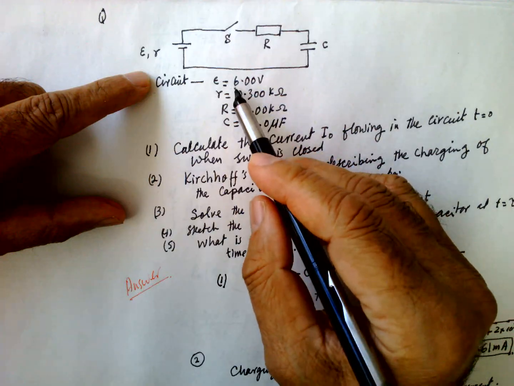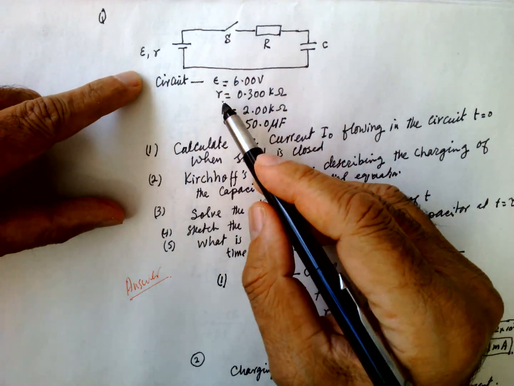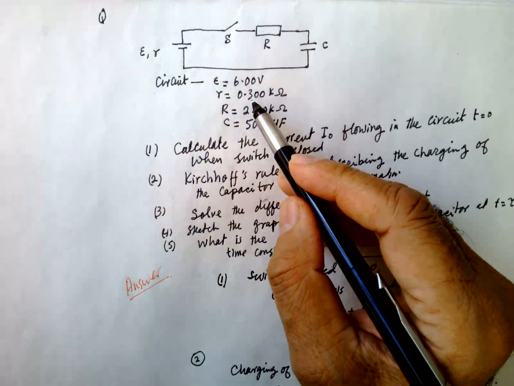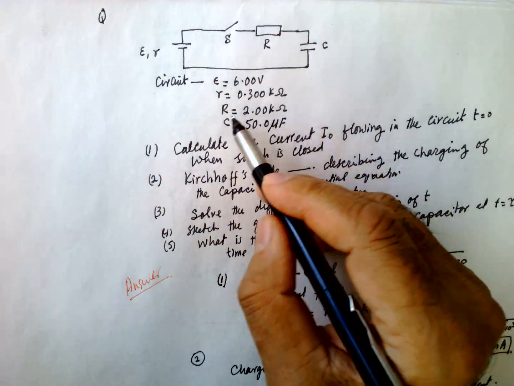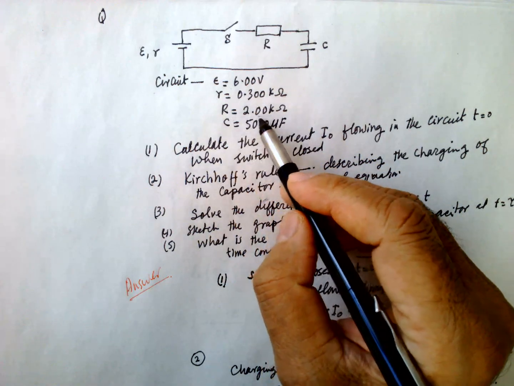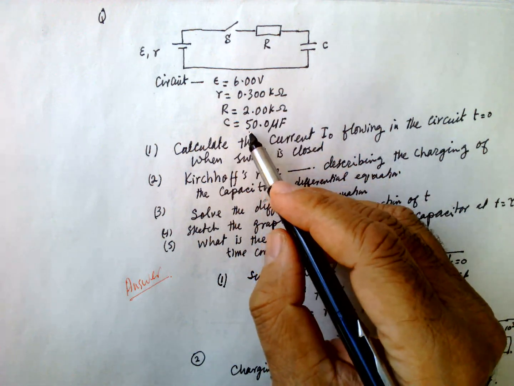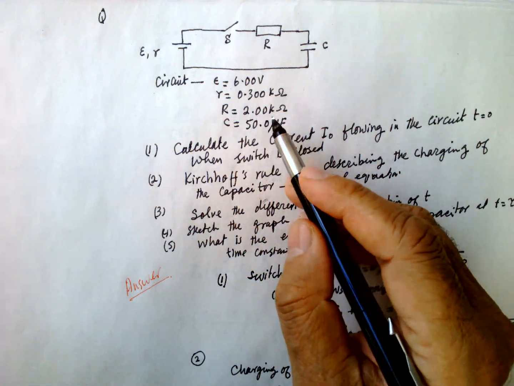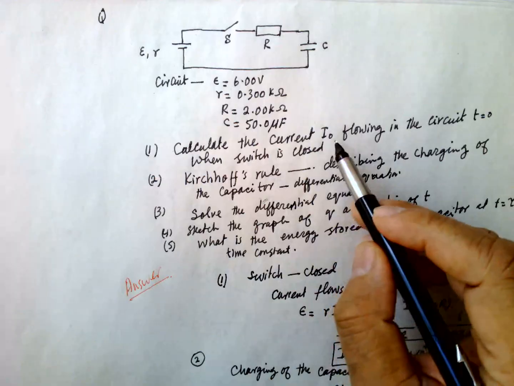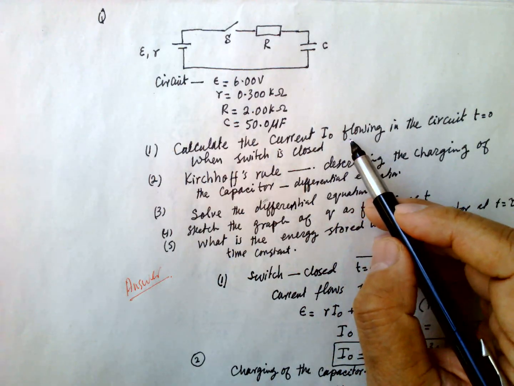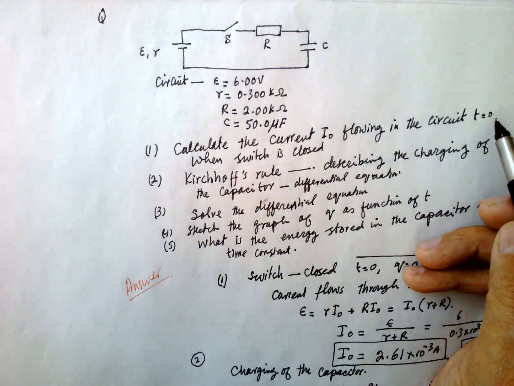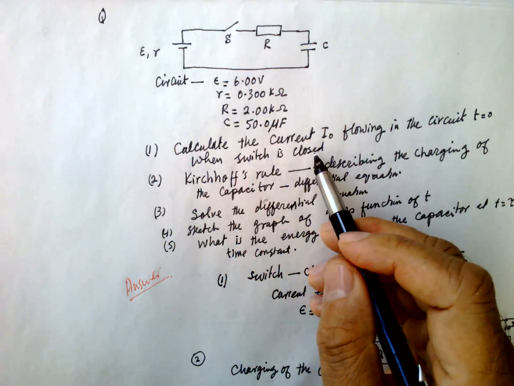The quantities are given. EMF is 6 volt. Internal resistance is 0.3 kilo ohm. Resistor is 2 kilo ohm. Capacitor is 50 microfarad, 3 significant figures. Calculate the current I naught flowing through the circuit at t equal to 0 when the switch is closed.